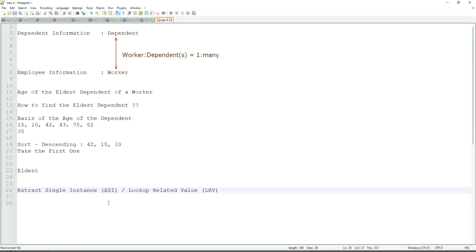So ESI will allow you to extract the instance of an object from a related business object based on some criteria. That is what ESI is all about. And once you extract the single instance, one particular occurrence of that particular object, then you look up another value related to that using an LRV.